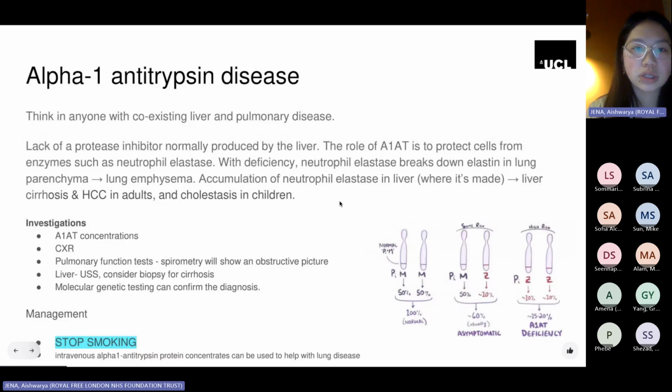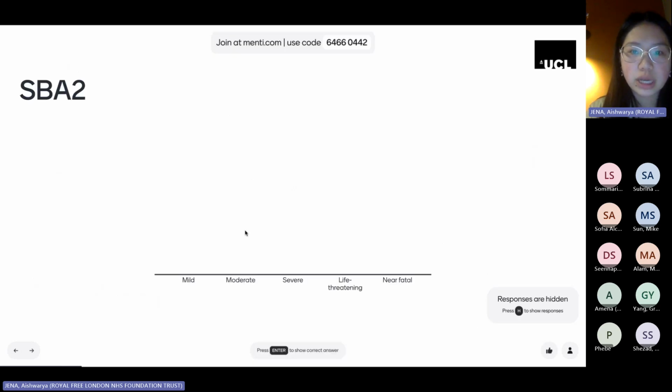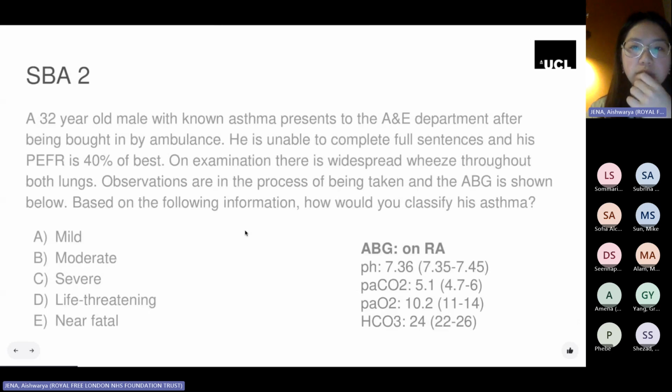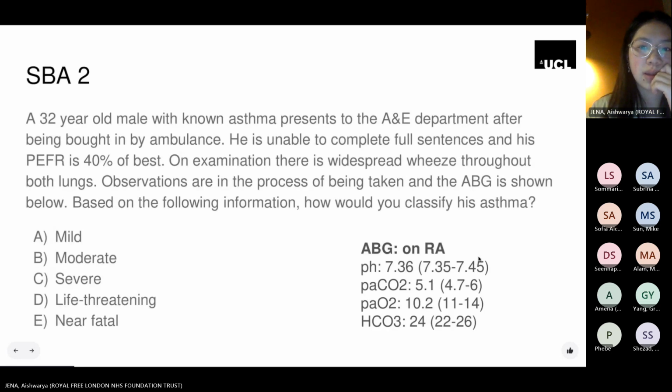So the next question, SBA 2. If you guys could join with the code again and answer the question. The code is 64660442. I'll give you guys 30 seconds.